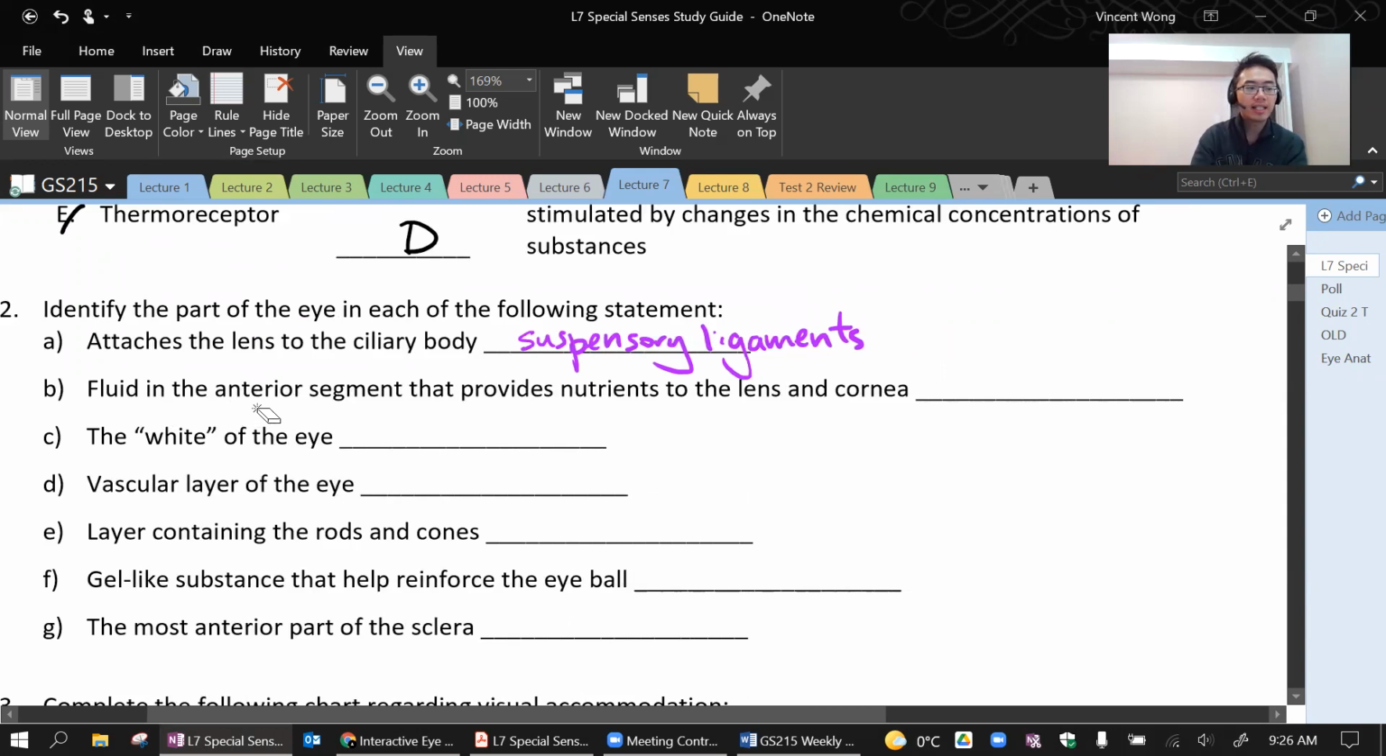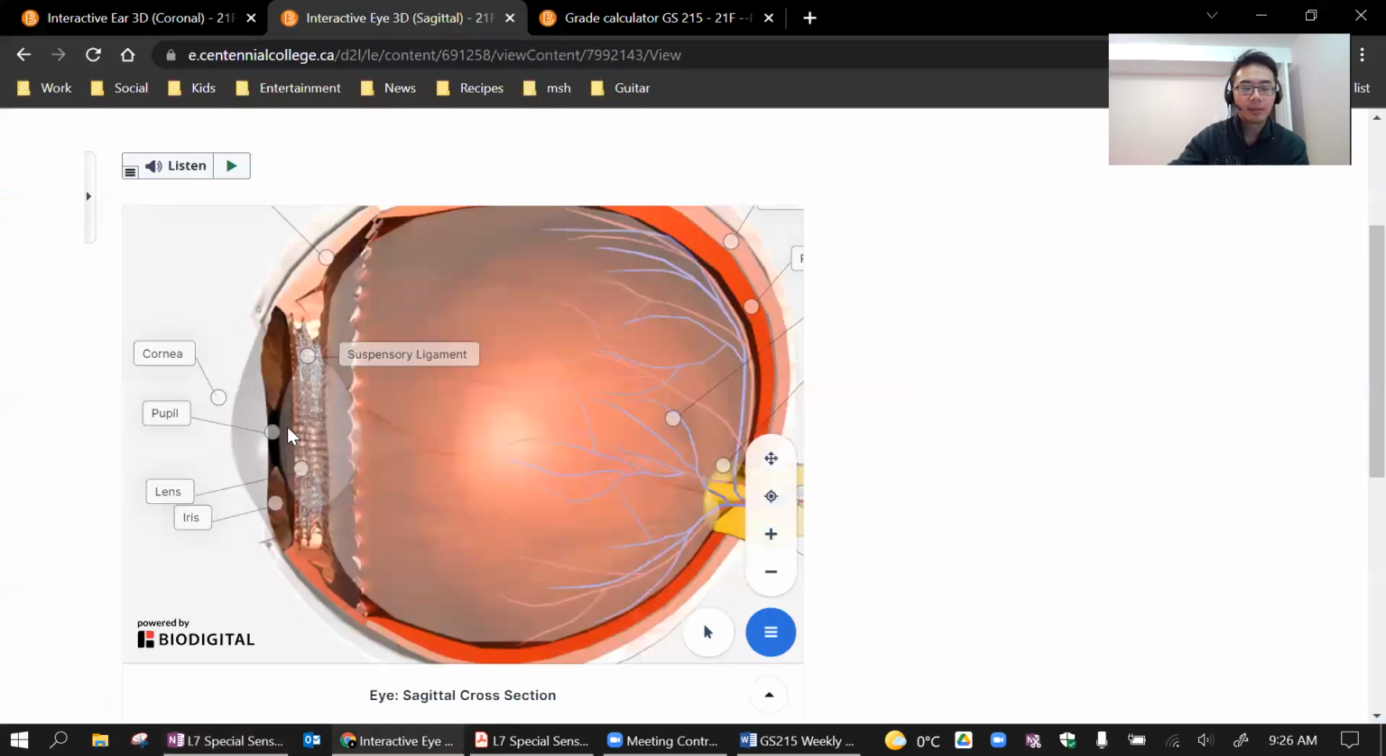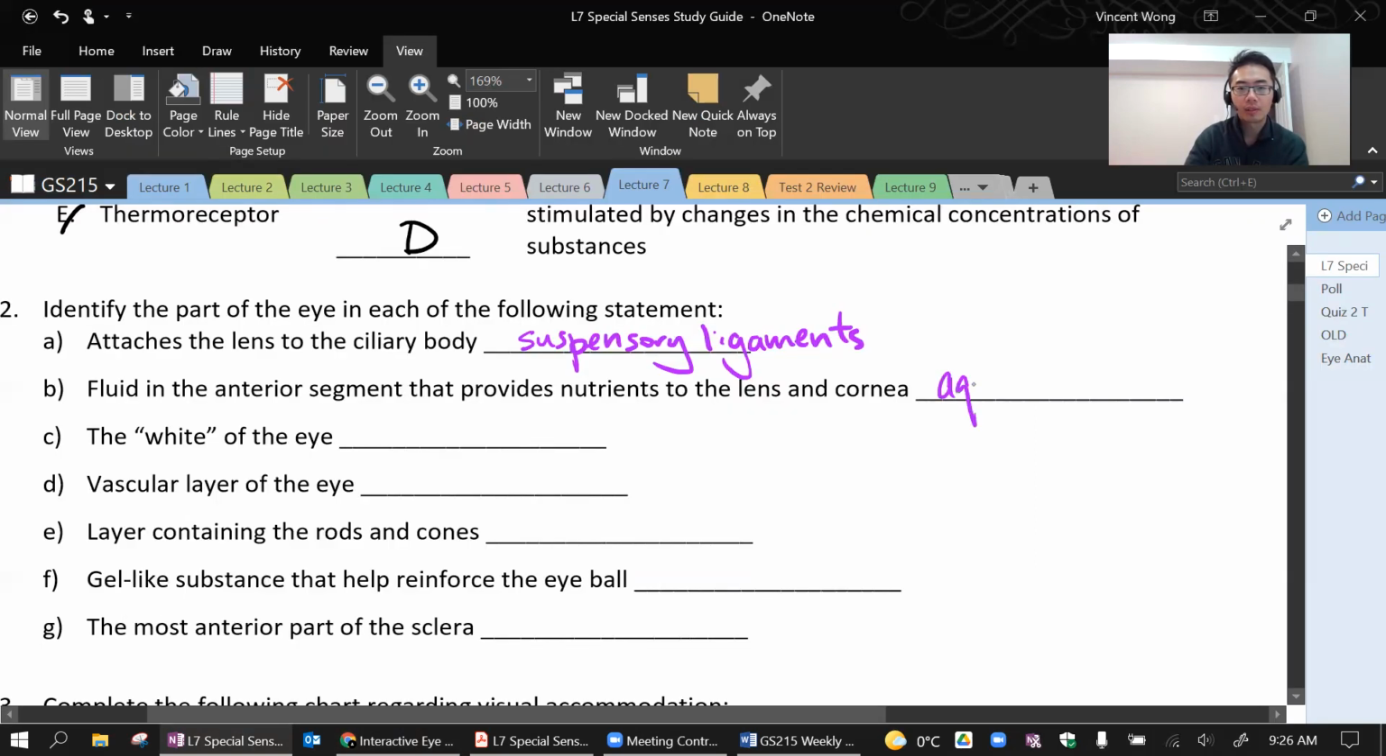Okay, fluid in the anterior segment that provides nutrients to the lens and the cornea. So as you can see, the lens and the cornea have to be transparent, and there is no way for the blood vessels to get to it. If the blood vessels were to go into the cornea and the lens, then we would see the blood vessels in our field, right? And we obviously don't. So to get nutrients, there are actually fluids that fill up this gap right here. That fluid is called the aqueous humor. The funny water, some people say.